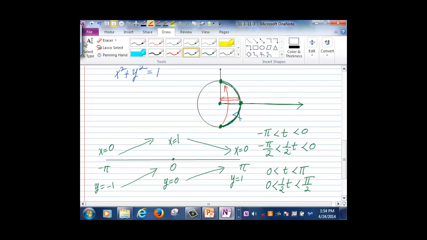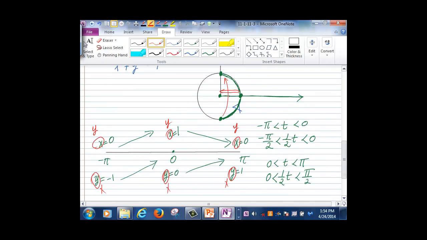Well, in my discussion, then this x will become y, right? This will become y. This will become y. This will become x. This will become x. This will become x, right? So what part of the circle do I get then?